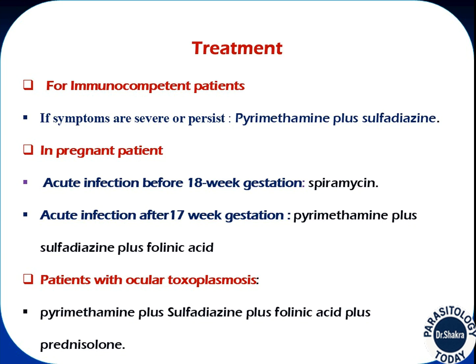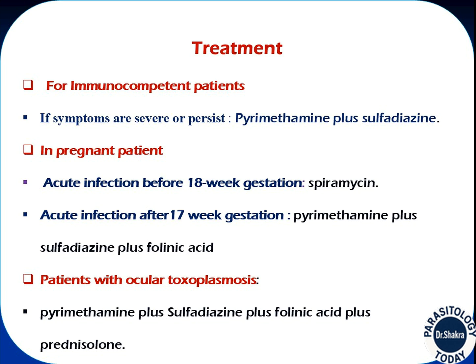The treatment of toxoplasmosis varies by patient type. In immunocompetent patients, therapy is only needed if symptoms are severe or persistent, using pyrimethamine plus sulfadiazine. In pregnant women, spiramycin is used for acute infection before 18 weeks of gestation, while after 17 weeks, pyrimethamine, sulfadiazine, and folinic acid are given.